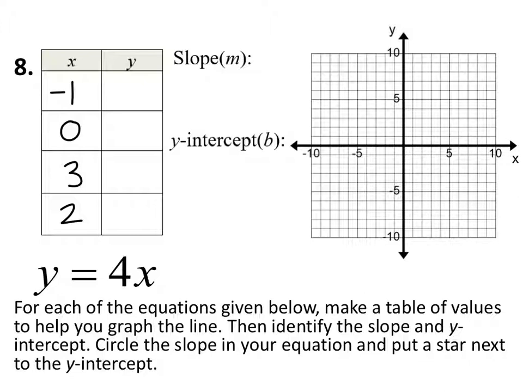So, in the equation, we're just replacing x with those values we chose. So 4 times -1 is -4. 4 times 0 is 0. 4 times 3 is 12. And 4 times 2 is 8. So now that we have these ordered pairs, we can put them on the graph. -1, -4, 0, 0, 3, 12, which would be, again, off the chart, but that's okay. And then 2, 8, up here.